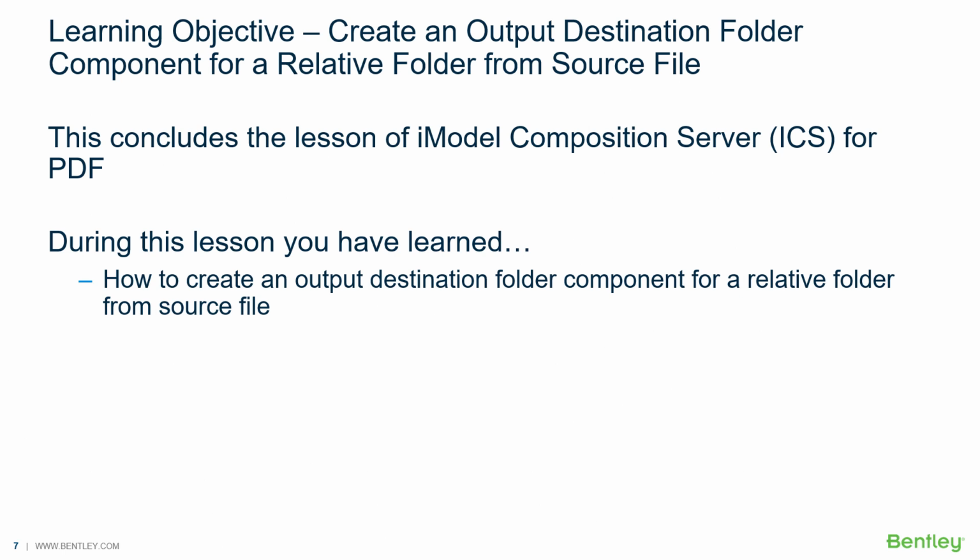This concludes the lesson on creating an Output Destination folder component for a relative folder from source file. Let's review what you've learned. During this lesson, you've learned how to create an Output Destination folder component for a relative folder from source file. The next video will provide techniques on how to create an Output Destination folder component for a relative folder from parent work area when printing with the iModel Composition Server.